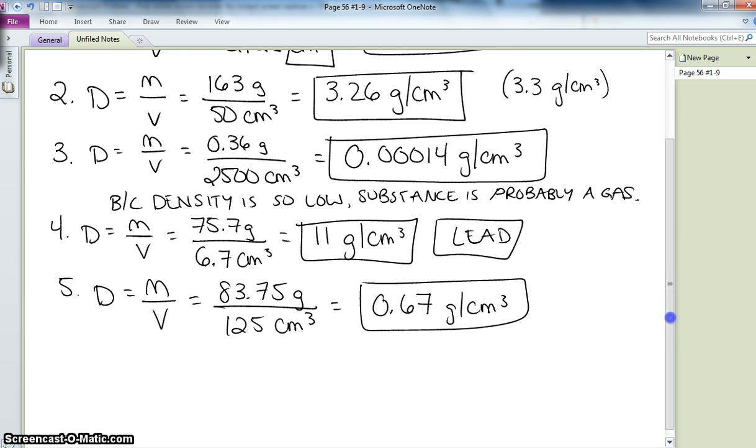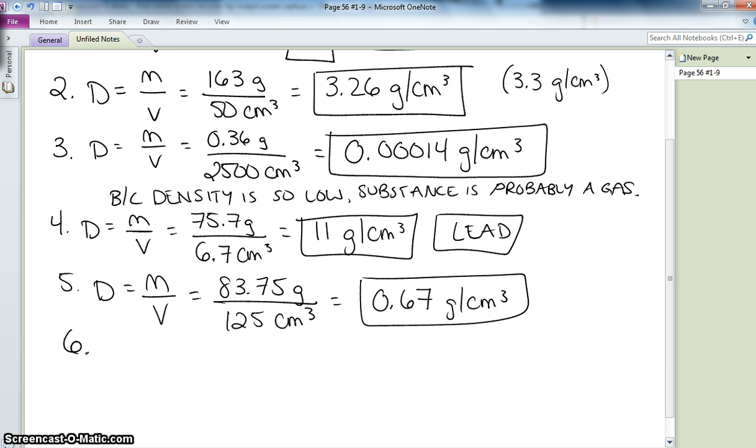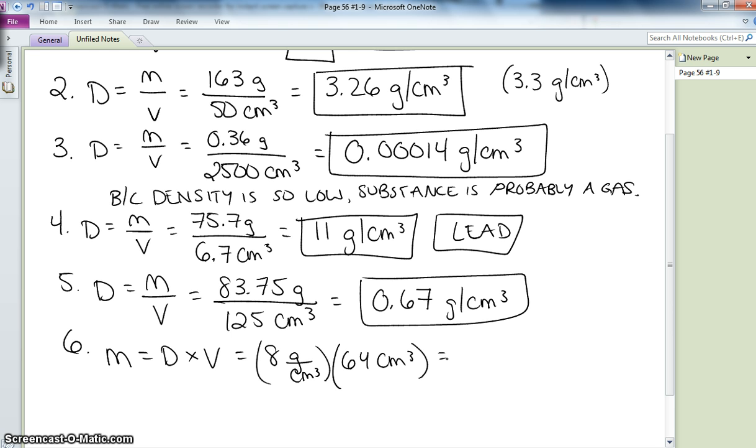All right, moving on to number 6. Number 6 says, what is the mass of an object that has a density of 8 grams per cubic centimeter and a volume of 64 cubic centimeters? Be careful, it's changing a little bit. It says, what is the mass? So if we want to solve for mass, we know mass is density times volume. So if we read our problem, it says the density is 8 grams per cubic centimeter. And we're going to multiply that by the volume of 64 cubic centimeters. So pause it while you plug those numbers in. 8 times 64.